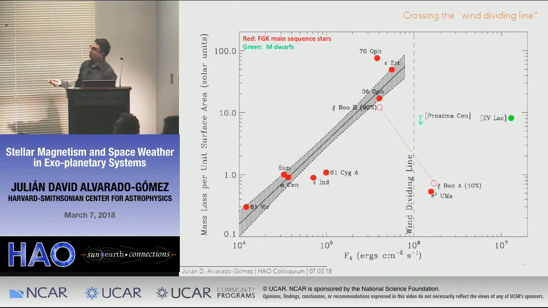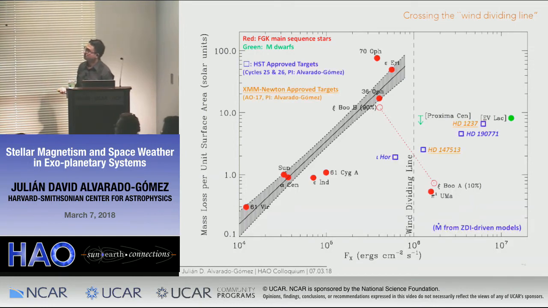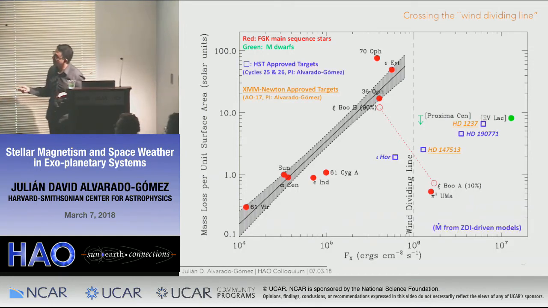So what we're trying to do in this proposal, actually, in the crossing the wind dividing line, is to see if we can get more data and to test some of our models. So we submitted a proposal to HST last cycle to observe these 4 stars. This is Ionosphere, the star that I've been spending too much time on, to see if we can get measurements for this.